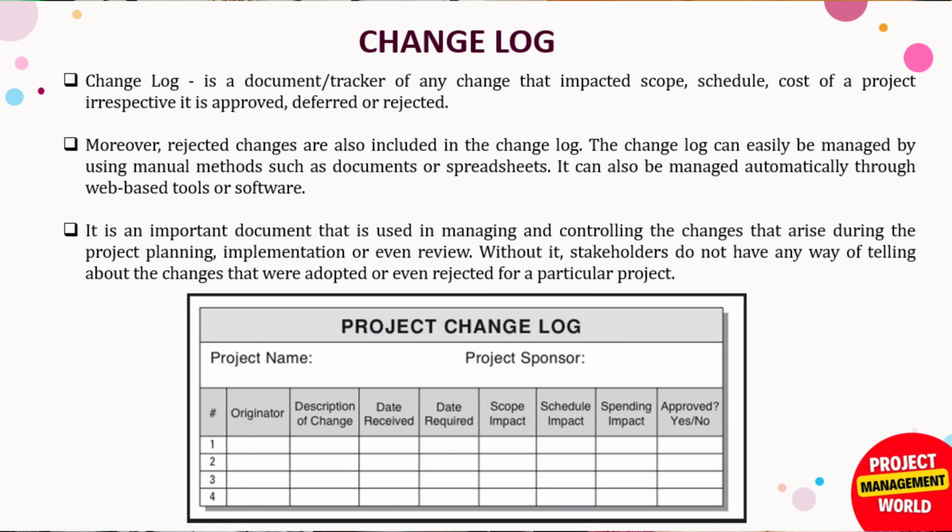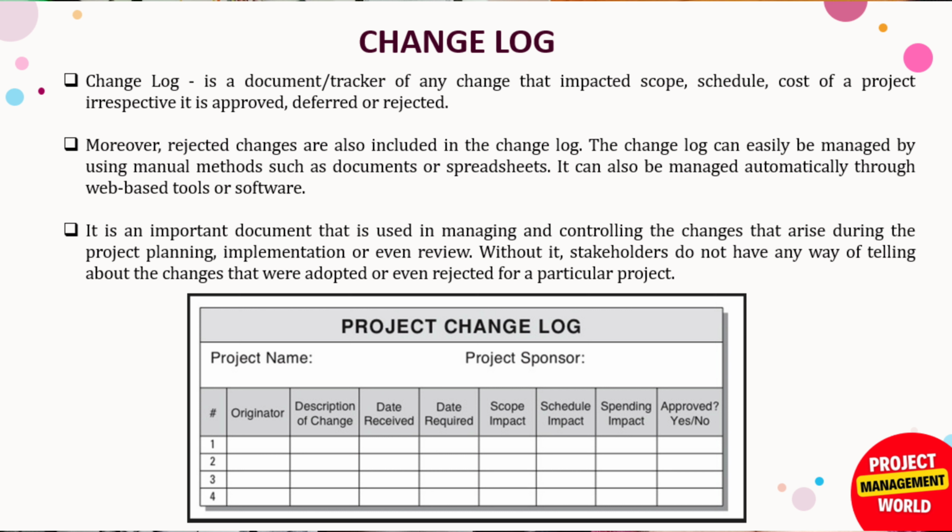Now let's move to the second one, which is the change log. What is a change log? A change log is a document that tracks any change that impacted the scope, schedule or cost of a project, irrespective of whether it is approved, deferred or rejected. In simple words, this register, this template, is used to record and maintain all the changes that happen during a project. So whenever any change comes, we list it down in the change log. A change may be of any kind, whether it impacts schedule, cost or scope.